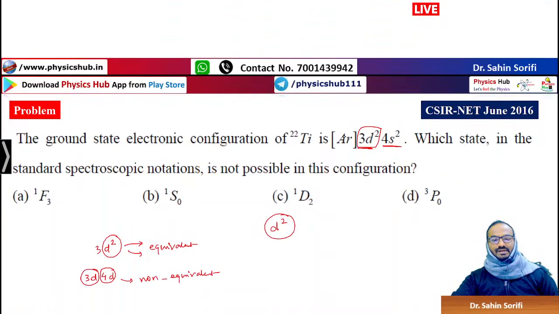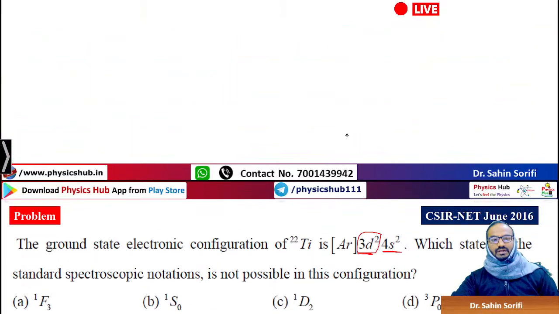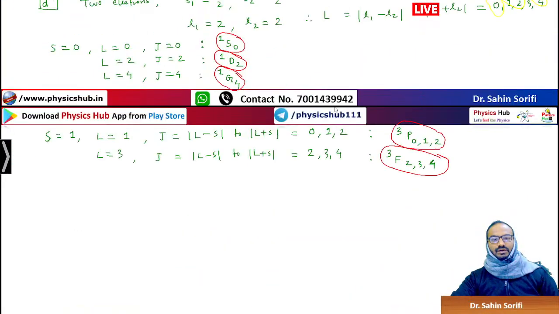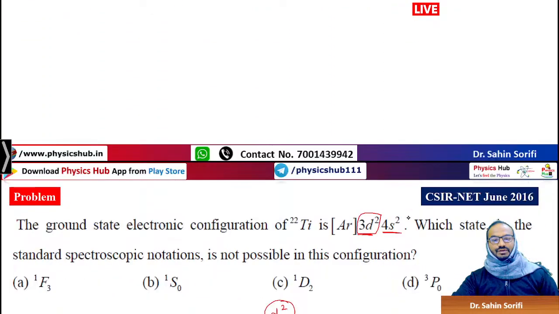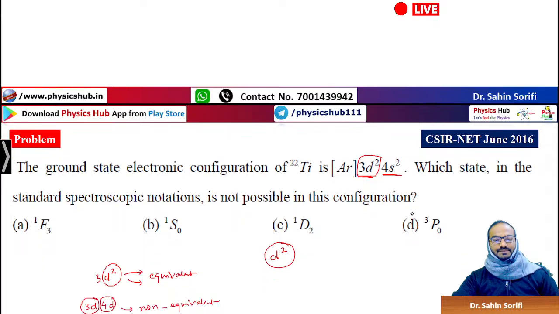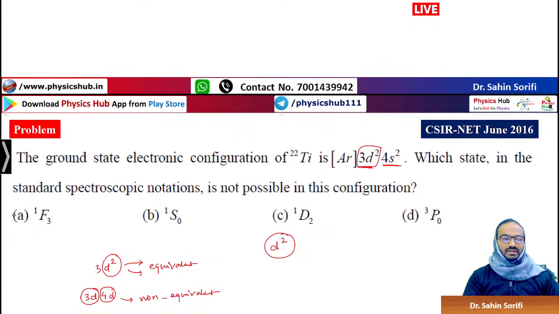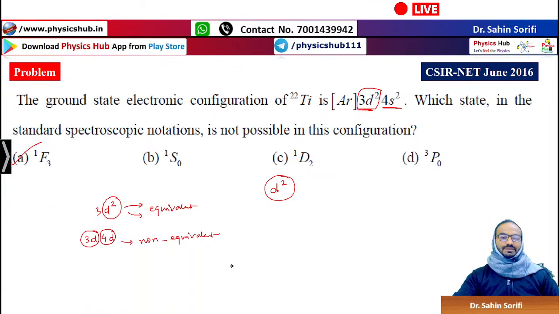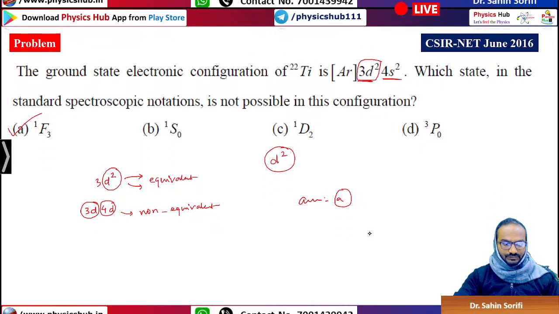We can say it from the previous calculation only. We have already calculated for d2. We have 1S0, 1D2, 1G4, 3P0, 3P1, 3P2, 3F2, 3F3, 3F4. So 1S0 was there, 1D2 was also there, 3P0 was also there. So 1F3 was not there, right? So, option A. Yes.